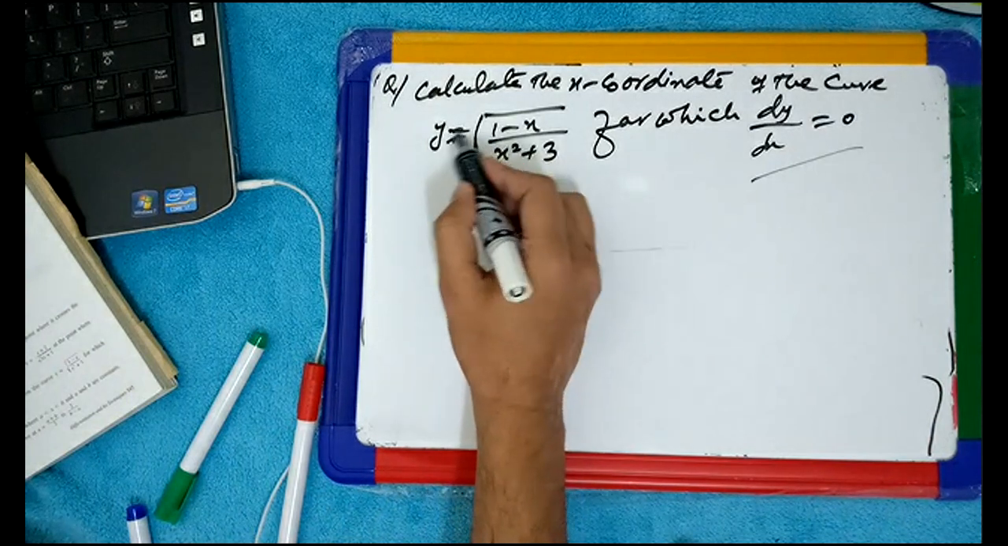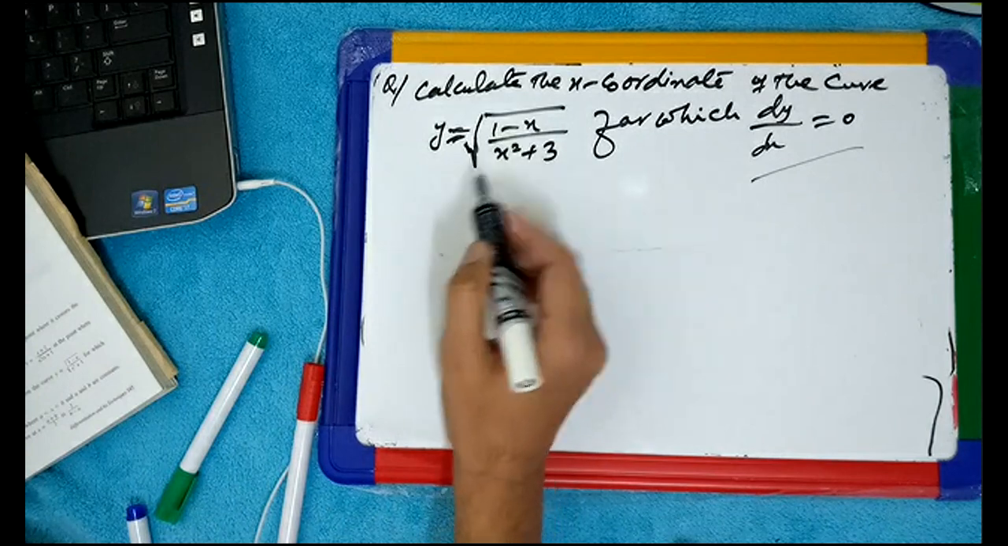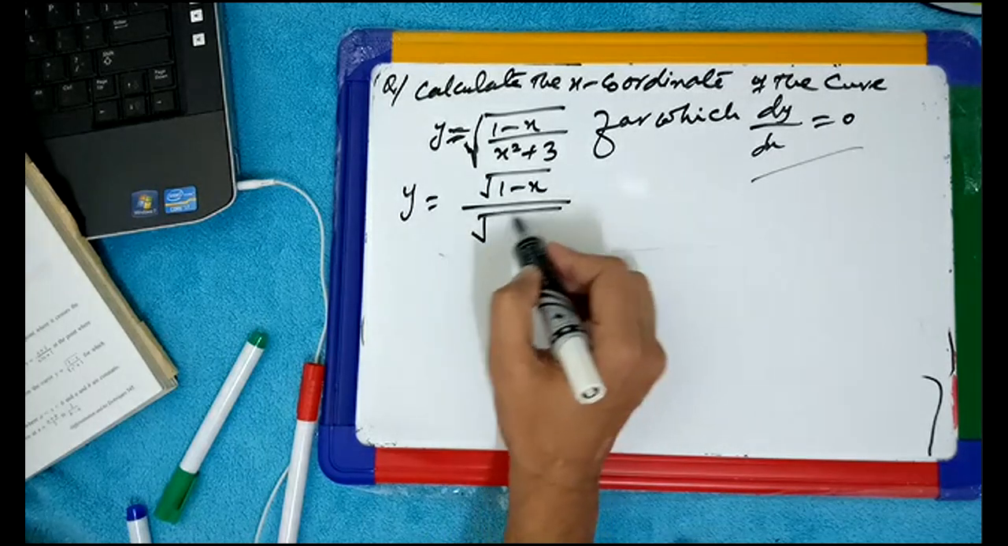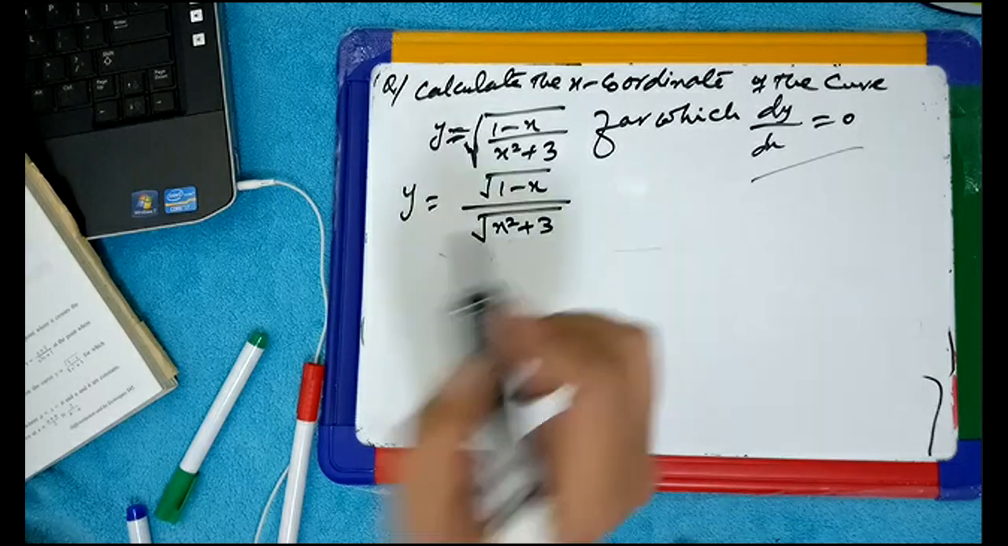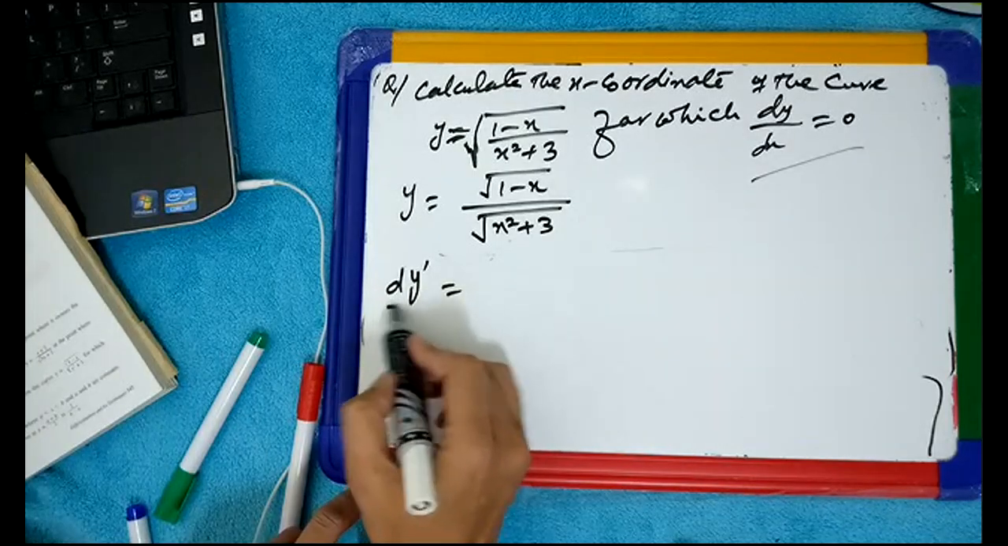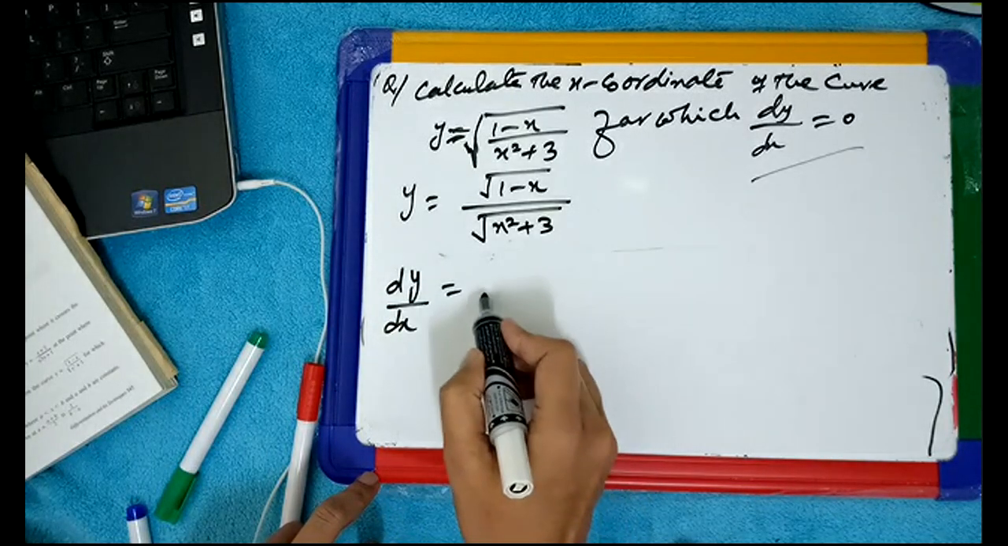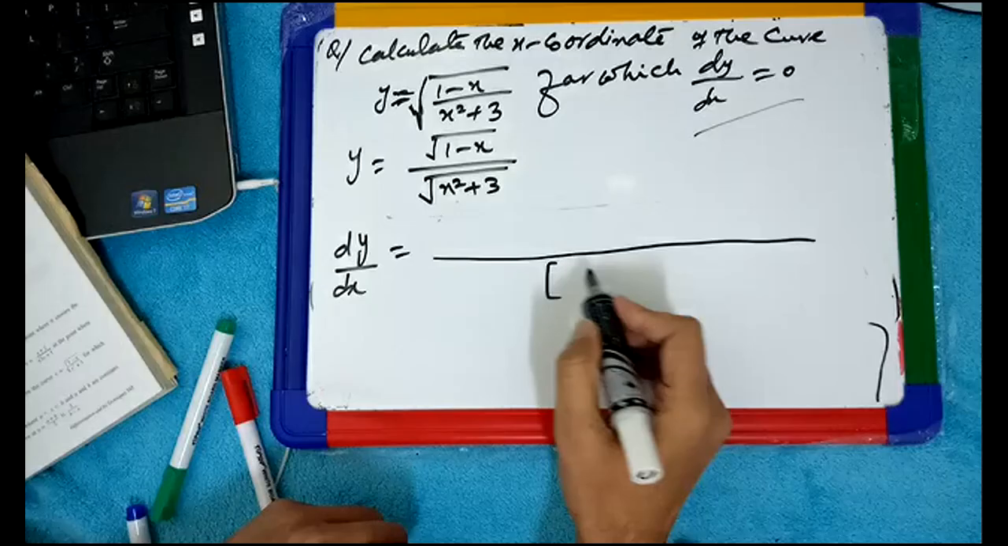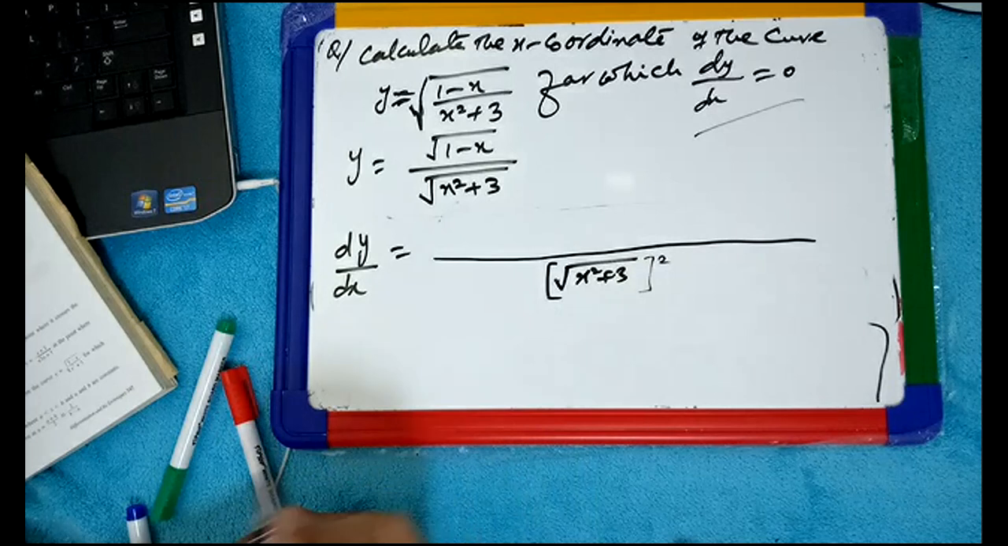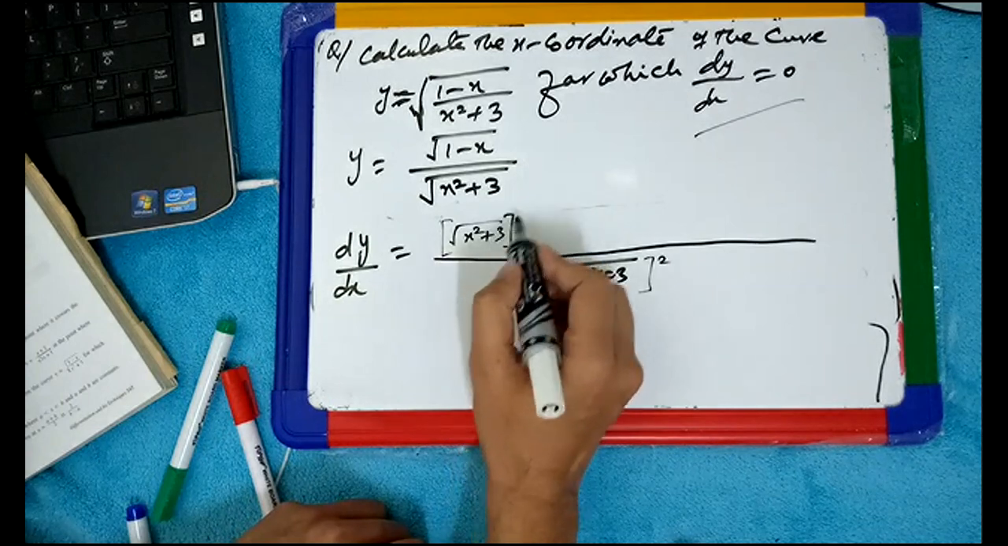Both are in a square root. So you have the quotient rule in this. First write it like this. Now we apply the quotient rule. So dy by dx equals v squared in the denominator, and v is x squared plus 3.